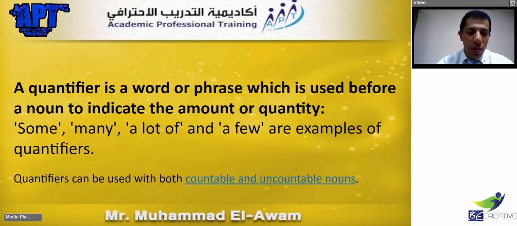Quantifiers can be used, pay attention to that part, with both countable and non-countable nouns. How is that? Let's check this out.